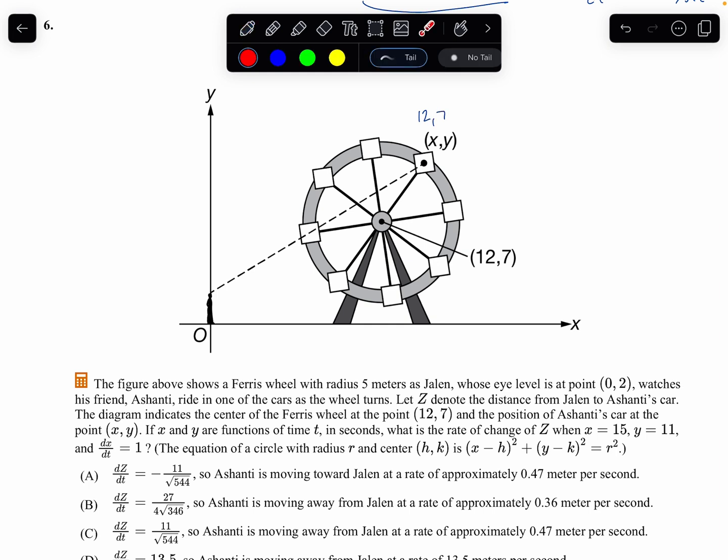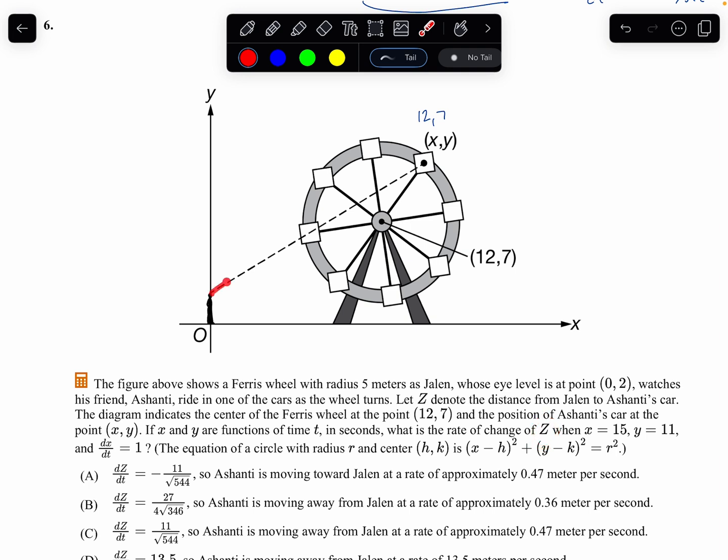But remember that x and y is changing. X and y is changing around here, right? Okay. But at the instant 12.7, and the position of the car, x, y. If x and y are functions of time, meaning that these are changing with respect to time, what is the rate of change of z?